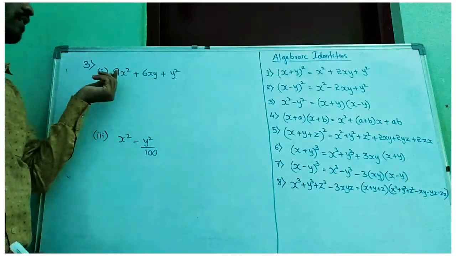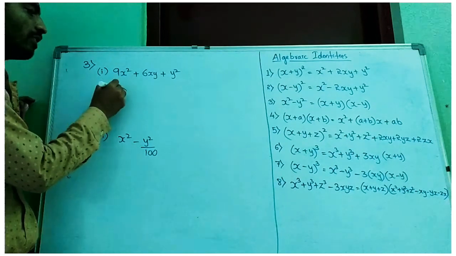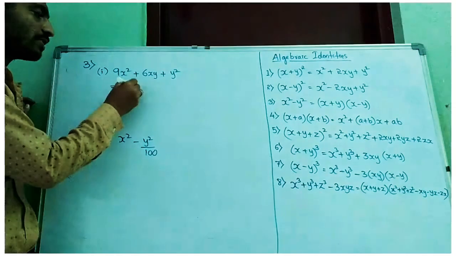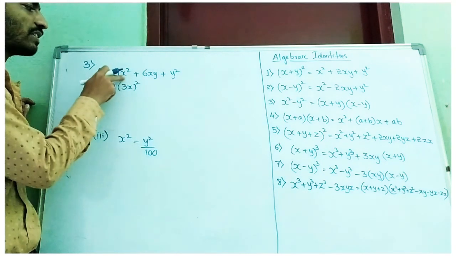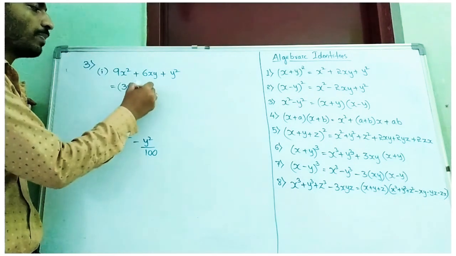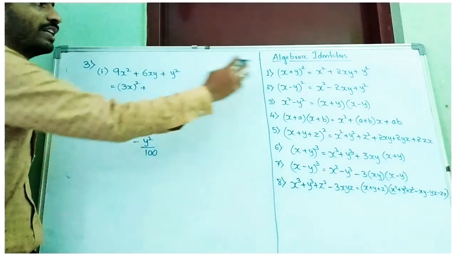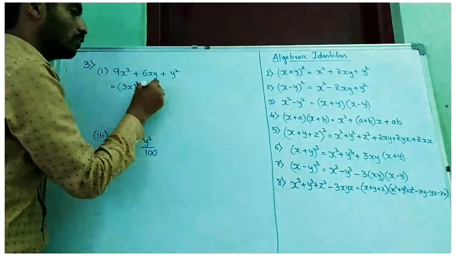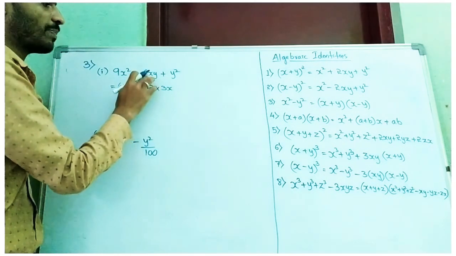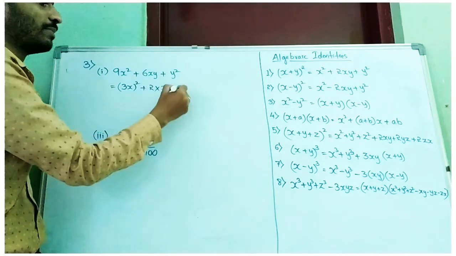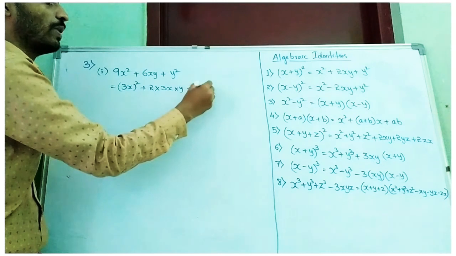But here 9x square is there. How to write it in the form of a square? So I will write it as 3x whole square. Again, 3 3s are 9 and x square will be x square. Plus here we got x as 3x, then we need the 2 here. So 2 into 3x. In place of x we are using 3x and y is the same, so nothing to change. Y is there, plus y square.